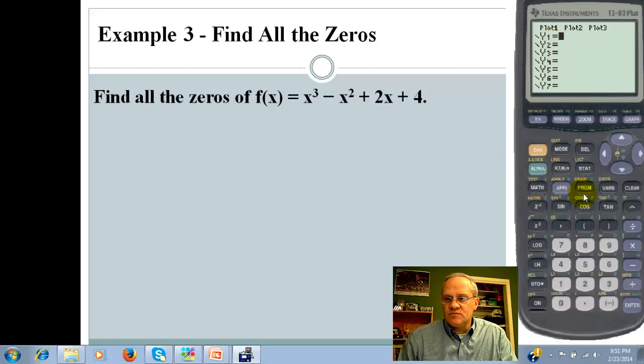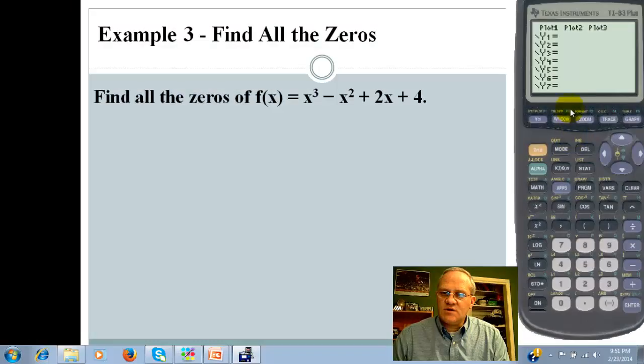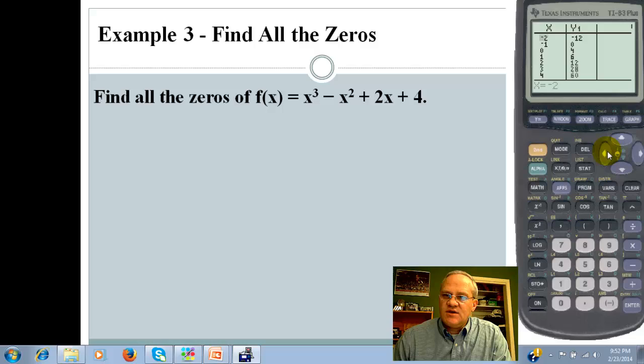So I've got... why are you not working? It was working before. Golly. So irritating. All right, so here we go. We got x raised to the 3rd power minus x squared plus 2x plus 4. So we type that in, go second function table.